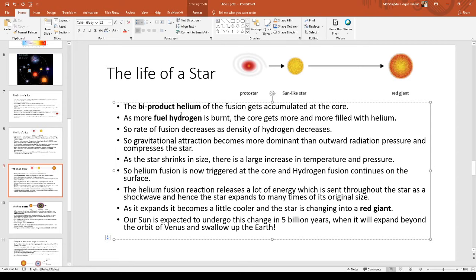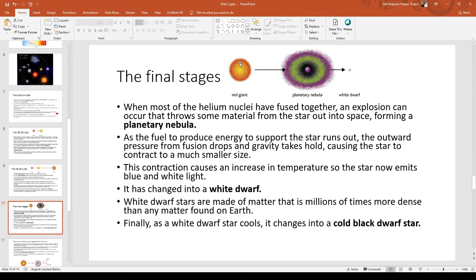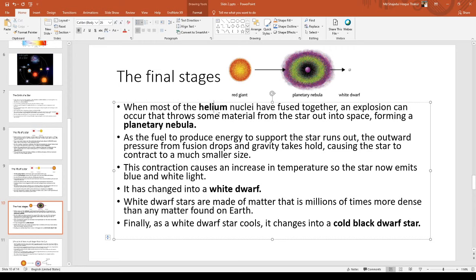So in a main sequence star, the fuel is hydrogen and the byproduct is helium. So hydrogen is fusing and helium is being produced. Now, what about in the red giant? In the red giant, helium is the fuel. So in a red giant, helium is being burnt and burnt and burnt, as in fused and fused and fused. Helium nuclei are fusing. But what happens when most of the helium nuclei have fused together?